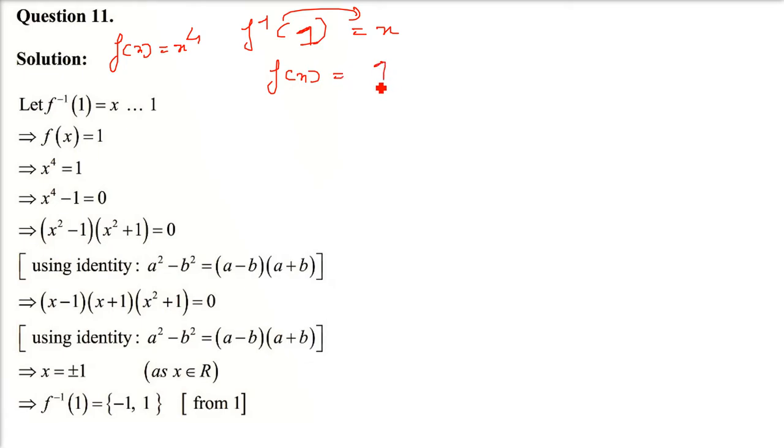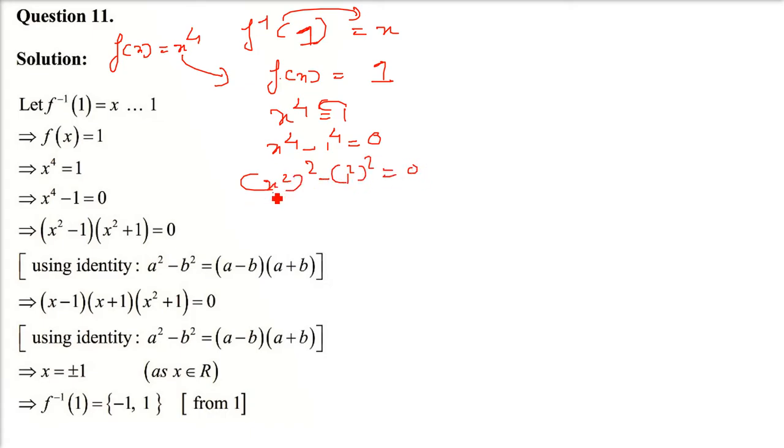Now just equate it to x to the power 4. So x to the power 4 is equal to 1. So you get x to the power 4 minus 1 equals 0. And you can write it as (x square) whole square minus (1 square) whole square equals 0. So now this is the formula of a square minus b square. a is x square here, b is 1 square here. So a square minus b square gives you (a minus b)(a plus b). So (x square minus 1)(x square plus 1) equals 0.